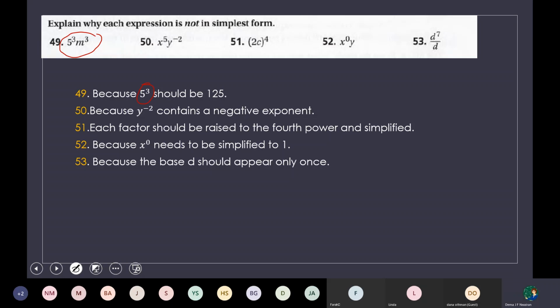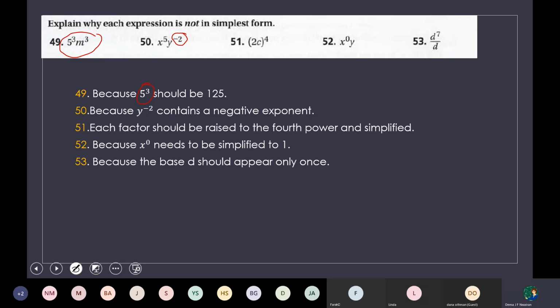Let's continue. So if you keep the answer in the exam as 5 cubed, it is not the simplest form because it will be 125. Number 50, x squared y raised to the power negative 2. Is it in the simplest form? Also no. Why? Because we have a negative exponent and we cannot keep it as a negative exponent.